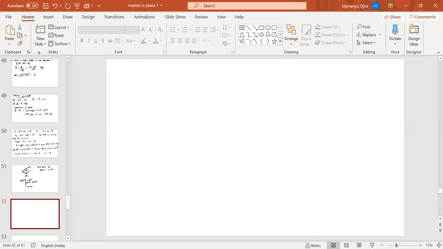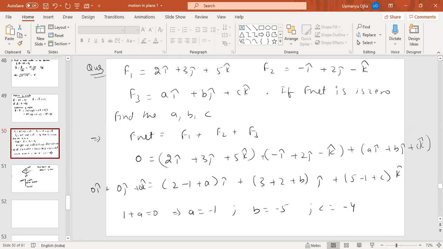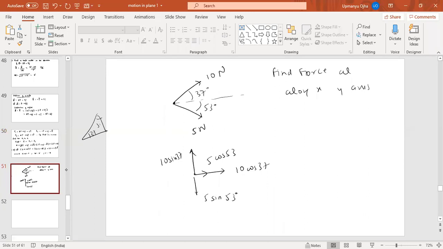So yesterday we did the addition of two vectors. I gave you this problem, and I told you that tomorrow I'll explain it again. So see here, this was the question which I asked you: we have two forces.